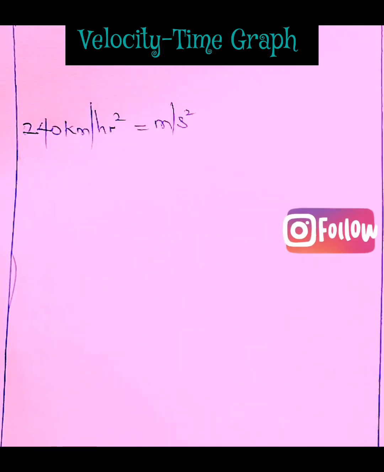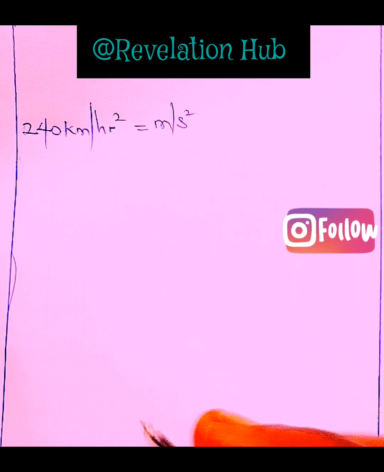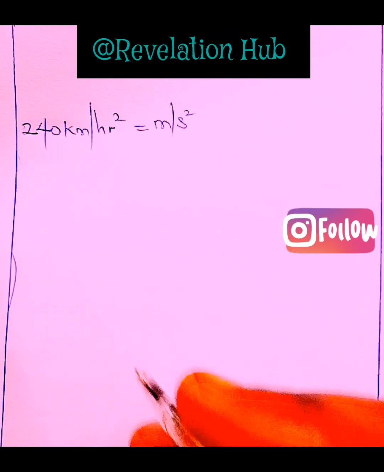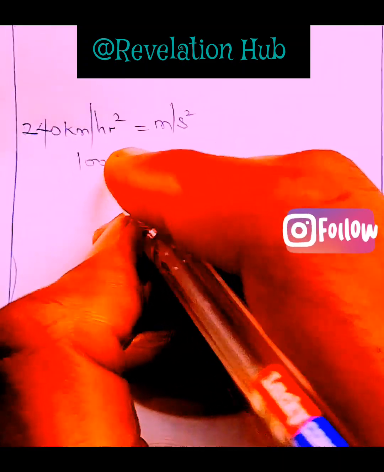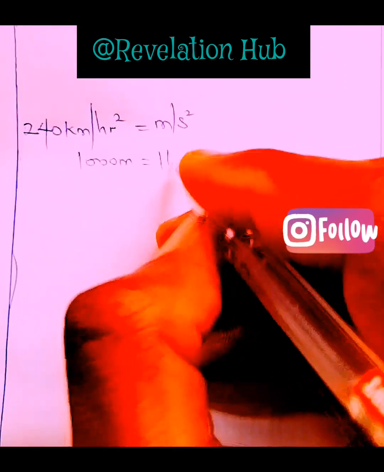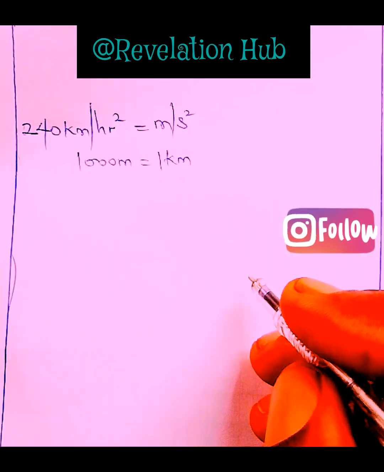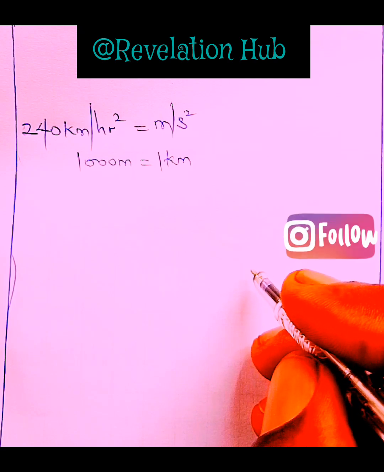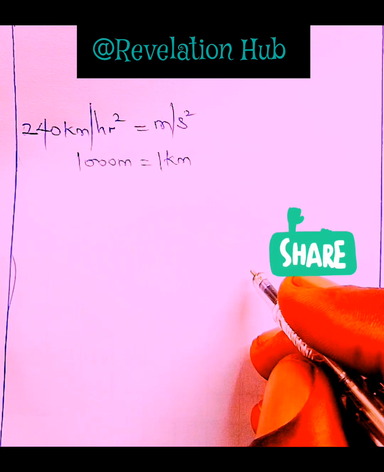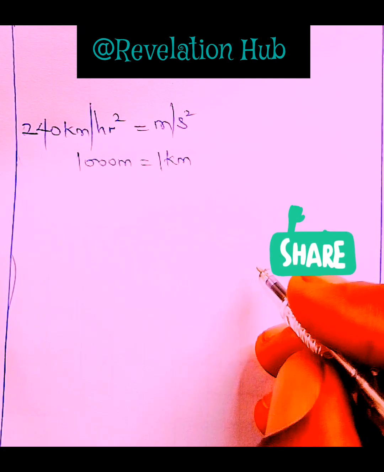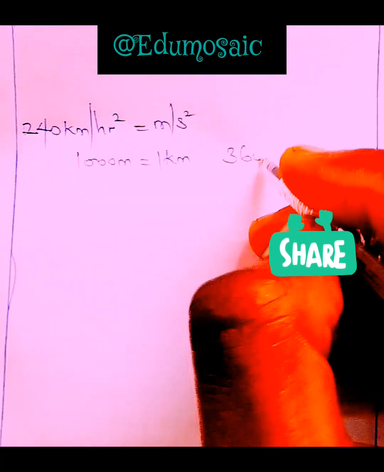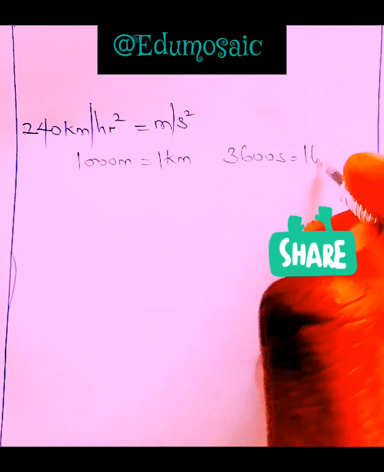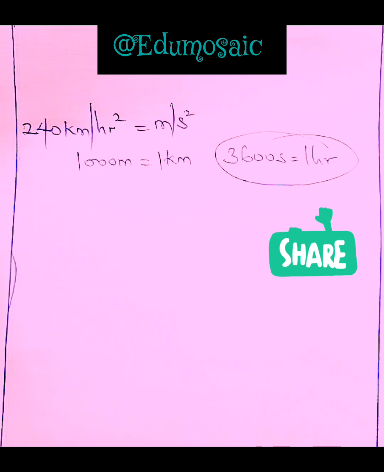So let's quickly see the relationship between kilometer and meter, then hours and seconds. Don't forget kilo is a multiple unit, so 1,000 meters make 1 kilometer. Also 60 seconds make 1 minute, and 60 minutes make 1 hour. So it means 3,600 seconds make 1 hour, while 1,000 meters is in 1 kilometer.